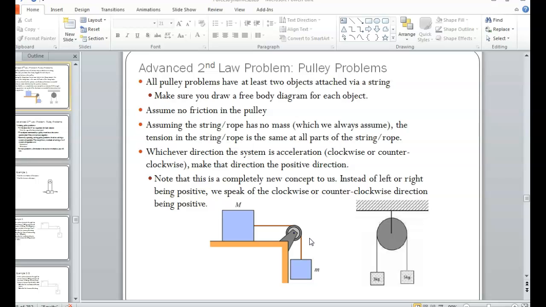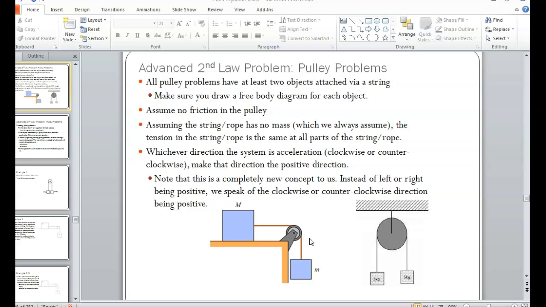There could definitely be friction along the surface if an object is touching a surface, but there's not going to be any friction in the pulley itself. And we're also going to assume that these objects are connected by a rope or a string which has no mass, and that the tension everywhere along the rope or string is the same at all points.